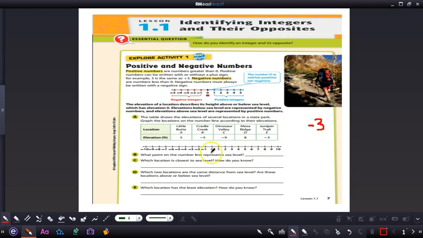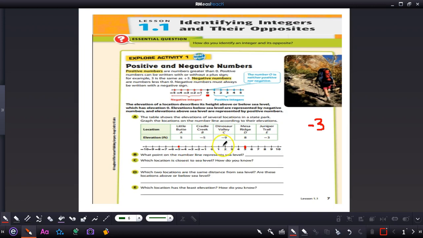So let's do this together. So we can see location A has an elevation of 5 feet. So there's not a plus nor a minus in front of that 5, which means it is a positive 5. So 5 above sea level. We'll just plot our point right there on the graph. The next one, location B, Cradle Creek, is -5. So in other words, that's 5 feet below sea level. So we'll put our point right there on the graph. You see it's -5. It's left of the 0.